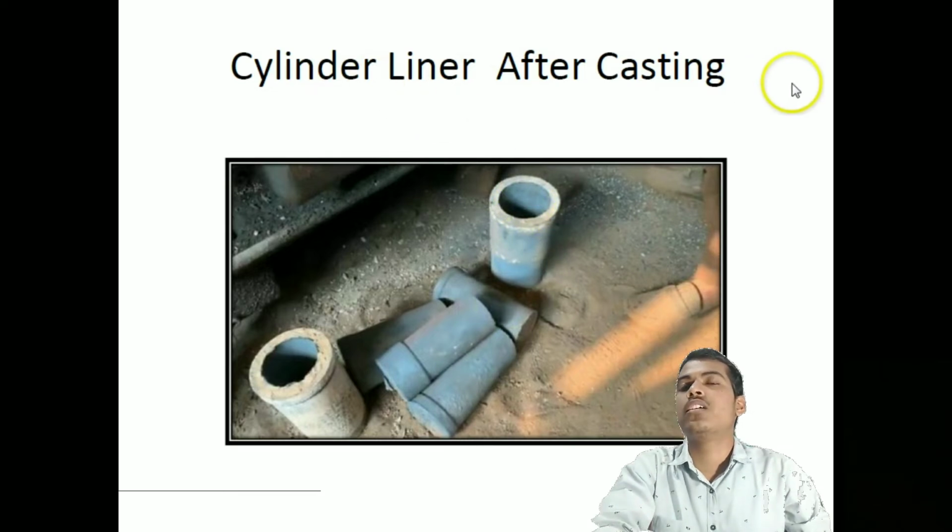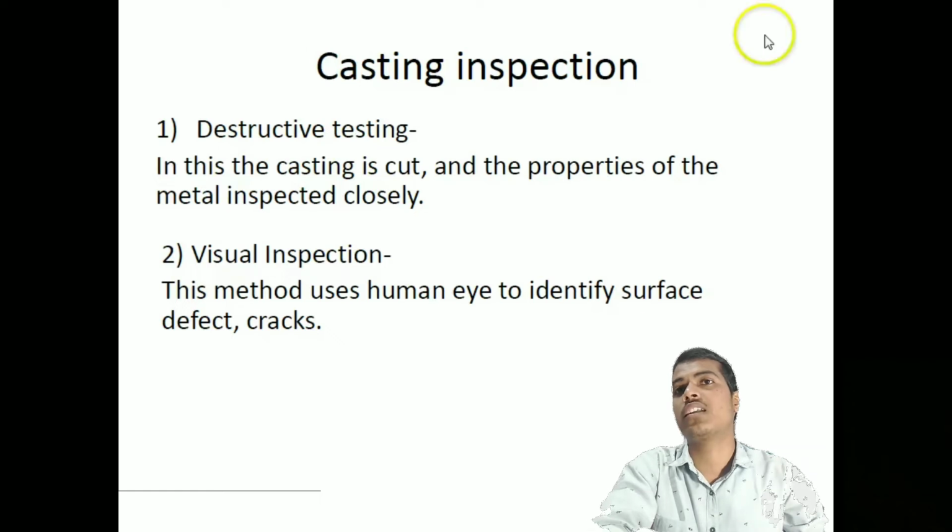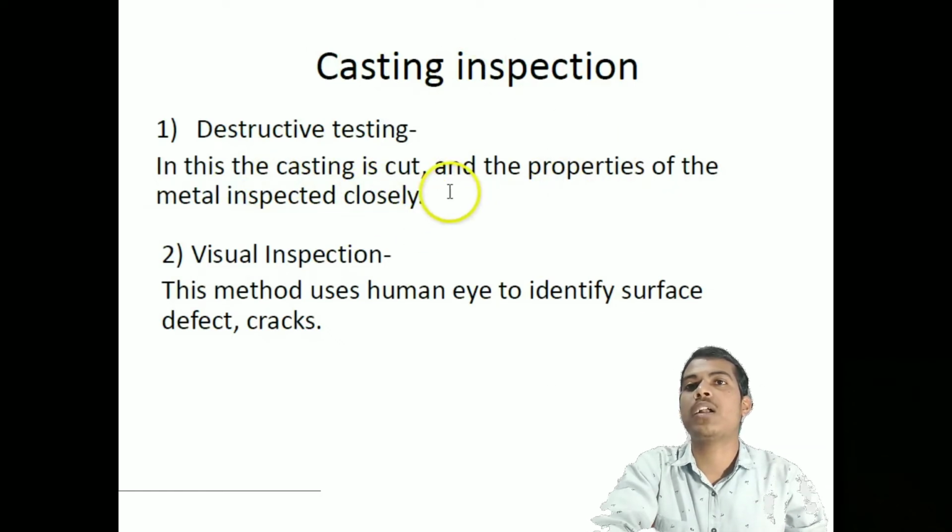Then the casting inspection. First is destructive testing. In this the casting is cut and the properties of the material are inspected closely. Means some portion of that casting is cut and then that material is closely inspected. Then next is visual inspection. This method uses the human eye to identify surface defects and cracks.